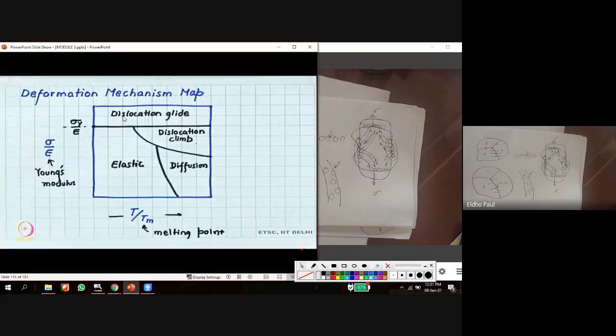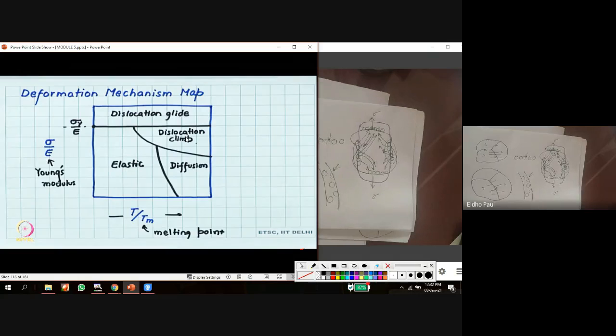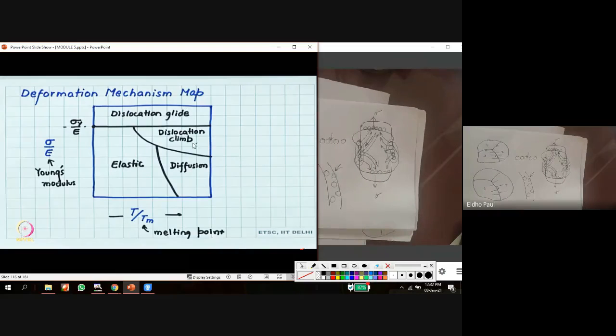So this is plotted in this map, and we can see that when the temperature is low and the applied stress is low, the deformation will be elastic. But when we increase the temperature, at a higher temperature and higher stress value, the mechanism will be climb up or climb down for creep deformation. There is no chance for the diffusion mechanism here. So at an elevated temperature and a higher stress value, the mechanism will be the dislocation climb mechanism for creep deformation.